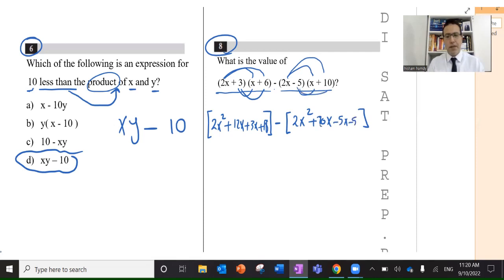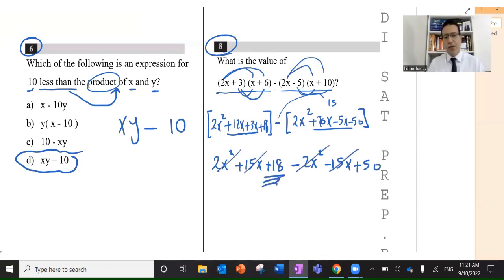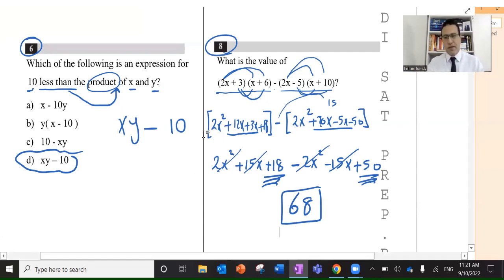and negative 50. So by adding the like terms here, it's 2x squared plus 15x plus 18, minus 20 minus 5 is 15, but I'm going to multiply by negative. So negative 2x squared, negative 15x plus 50. Negative 15, negative 2x. So the remainder is positive 18 and positive 50, which is 68. I'm going to speak later about how we can shade the answer into the grid section of section 3 and 4.